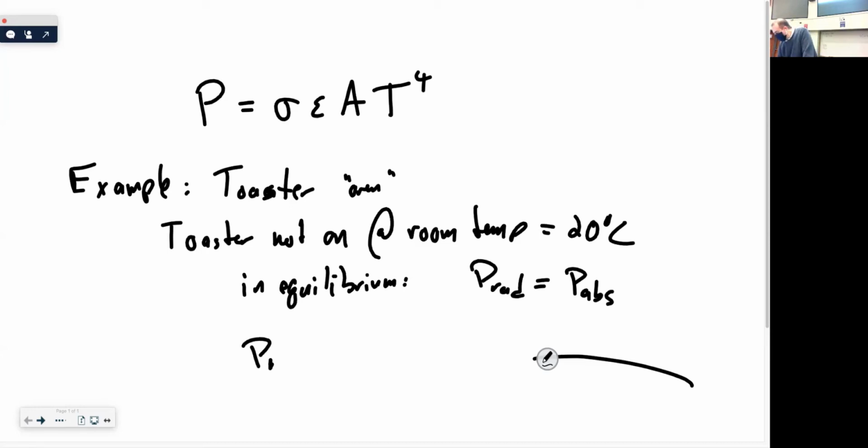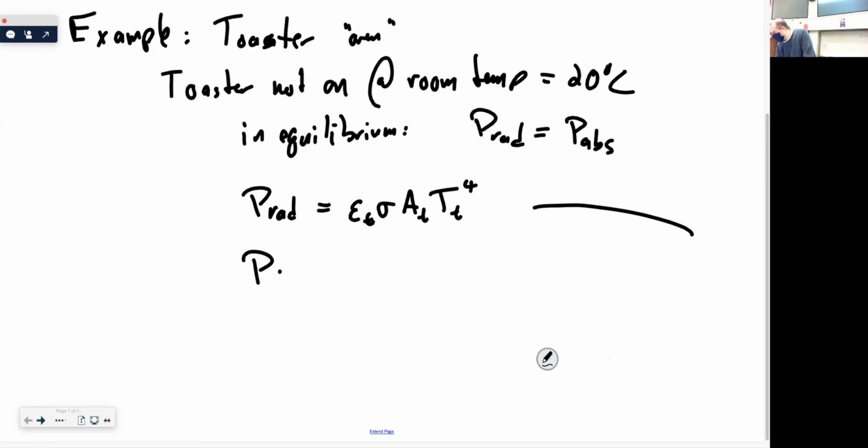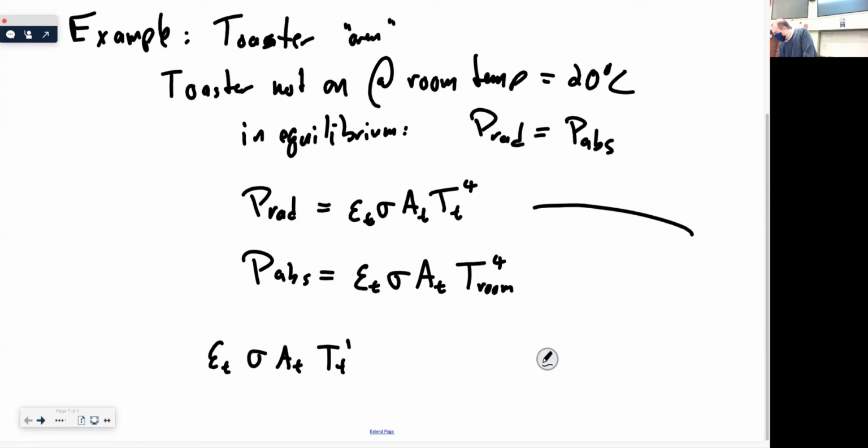We know that the power radiated away is epsilon of the toaster times sigma times surface area of the toaster times the temperature of the toaster to the fourth power. The power being absorbed is exactly the same thing: epsilon of the toaster, sigma, surface area of the toaster, but it's the temperature of the room in this case to the fourth power. We know those two things are equal, so we can set them equal: epsilon toaster, sigma A toaster, T toaster to the fourth equals epsilon toaster, sigma A toaster, T room to the fourth.